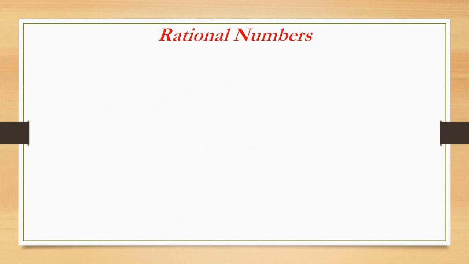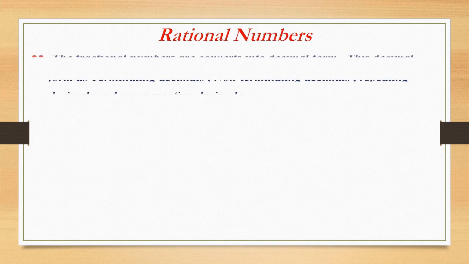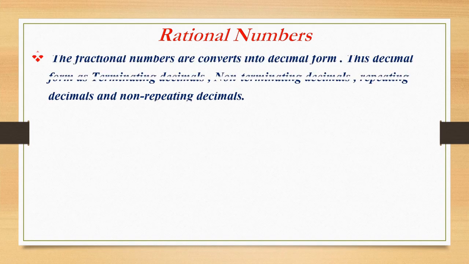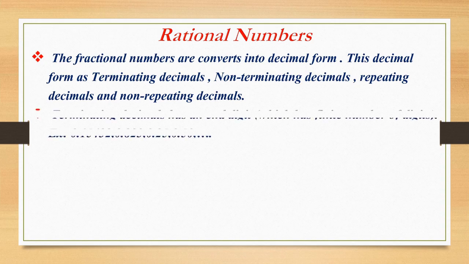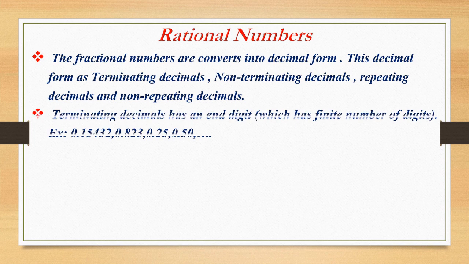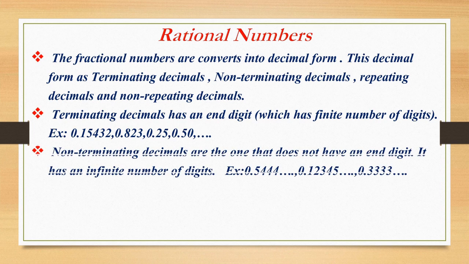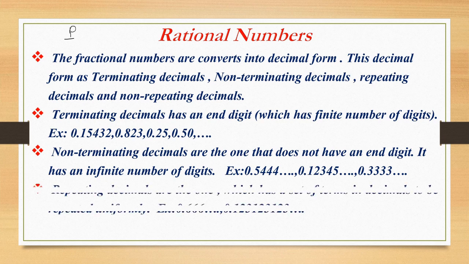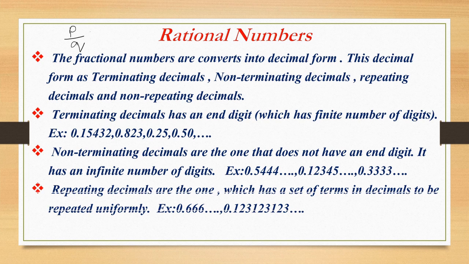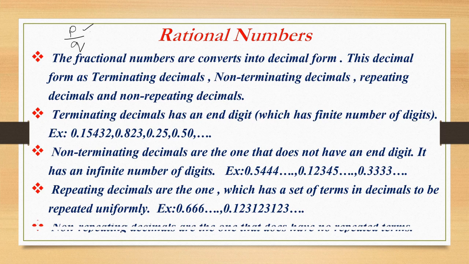Next, we will discuss rational numbers. In the chart from the previous video, the next topic is rational numbers. To know rational numbers, first we need to know what fractional numbers are. If any number can be written in p by q form, that is a fractional number. In this fractional number, p is called the numerator and q is called the denominator.